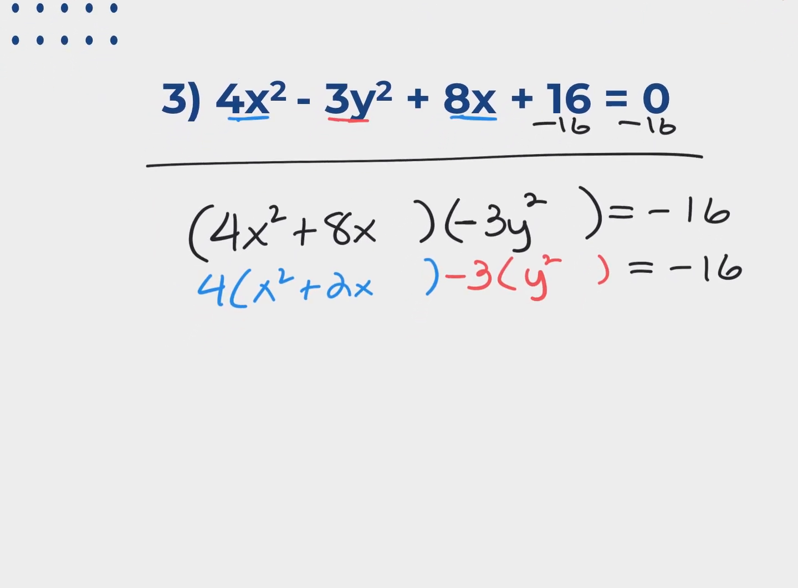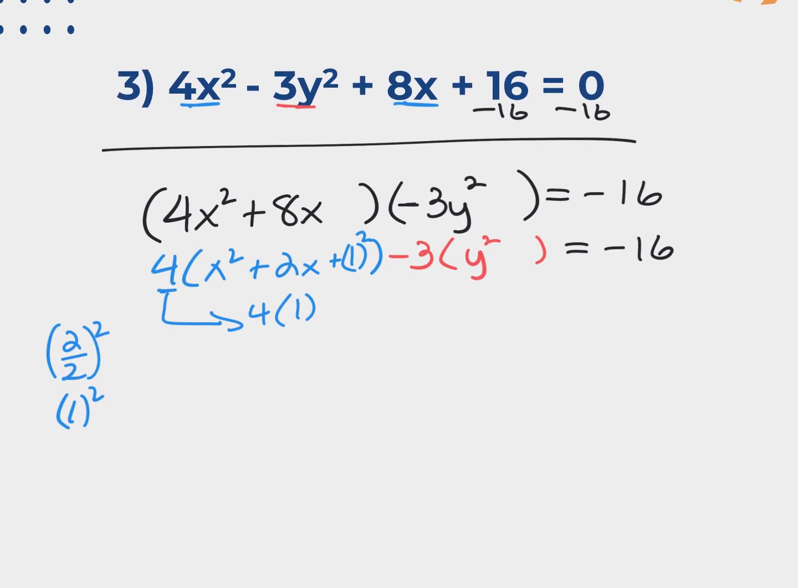Now for the blue, again, you take the b term, divide it by 2, and square it. So 1 squared. So in here, I'm going to put plus 1 squared. Now for the other side of the equal sign, I take the 4. I should have been adding a 1, but because I factored out the 4, what I'm going to be putting there is plus 4.